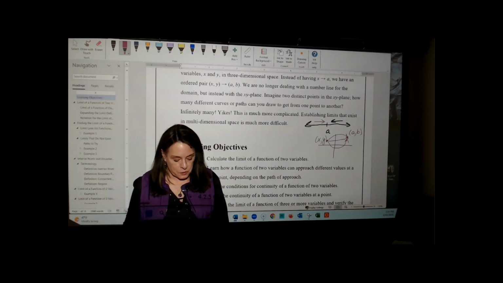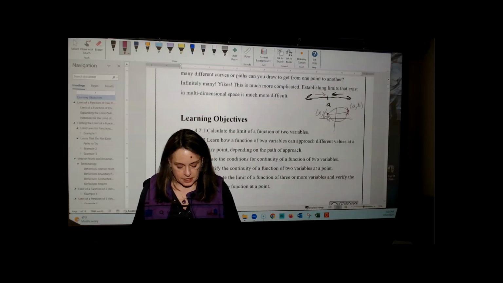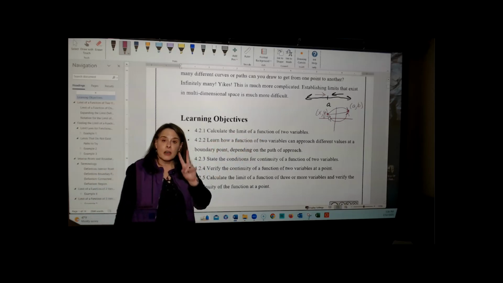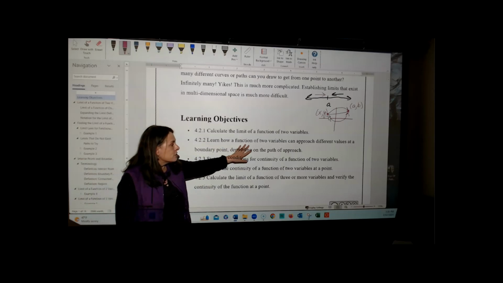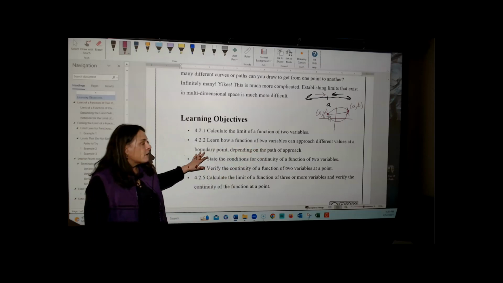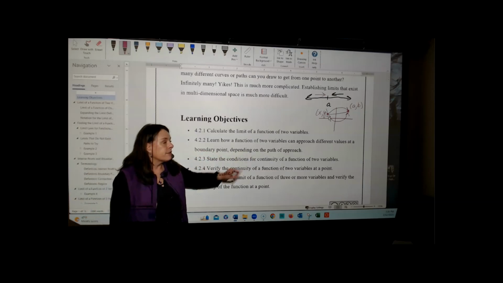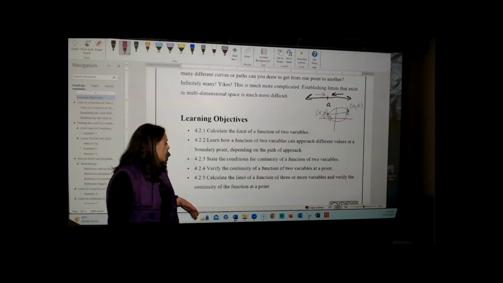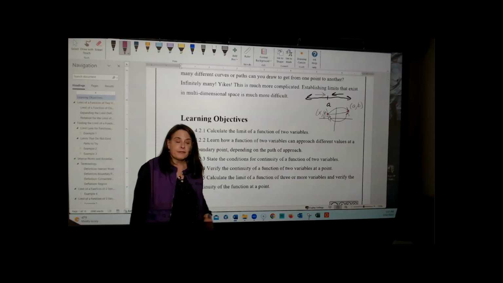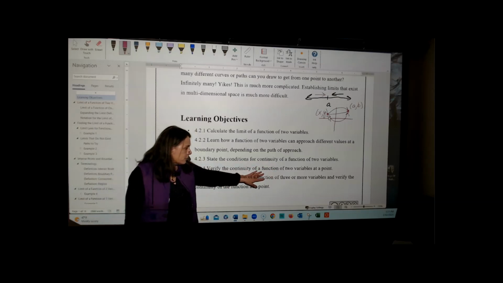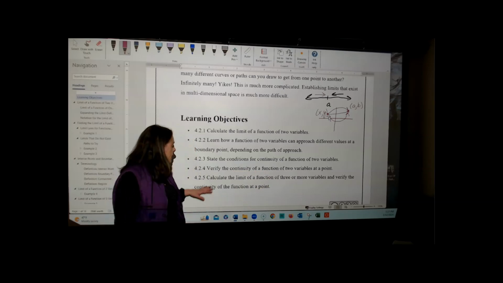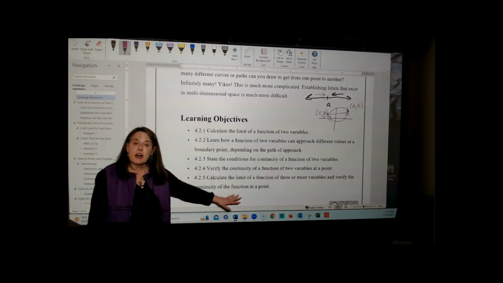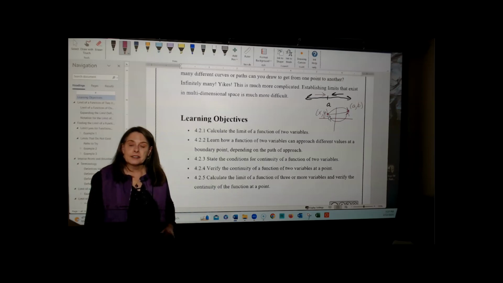In this particular section, we have quite a few learning objectives, which you can see down here at the bottom. We want to be able to calculate the limit of a function of two variables. We'll learn how a function of two variables can approach different values at a boundary point, depending on the path of approach. We'll have to define what we mean by a boundary point as opposed to an interior point. State the conditions for continuity of a function of two variables, verify the continuity of a function of two variables at a point, and calculate the limit of a function of three or more variables and verify the continuity of the function at a point in its domain.